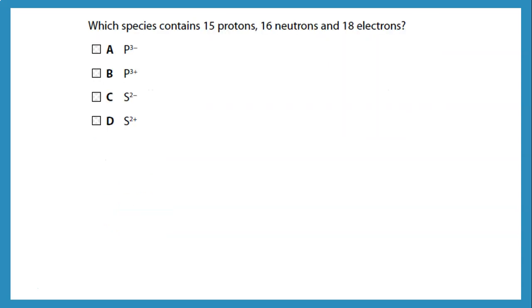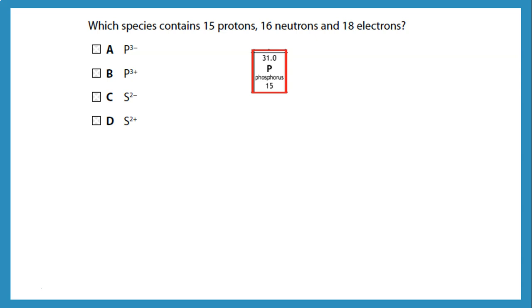Which species contains 15 protons, 16 neutrons, 18 electrons? Well, what determines what you're looking for is the number of protons. So he is asking for something that has 15 protons. That means you look in the periodic table for something that has atomic number 15. So you'll find that the one that has atomic number 15 is phosphorus. So my answer is A or B.